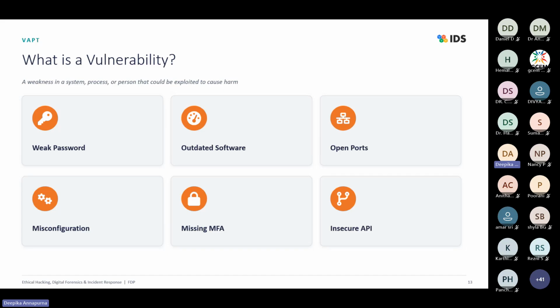The final one is insecure APIs. Nowadays, every application is using a third party API. Is there any misconfiguration over there? Every application is depending on these kinds of APIs. So if any authorization checks are missing in those APIs, an attacker may access user data using those APIs, right? So that way he will try to find the vulnerability.